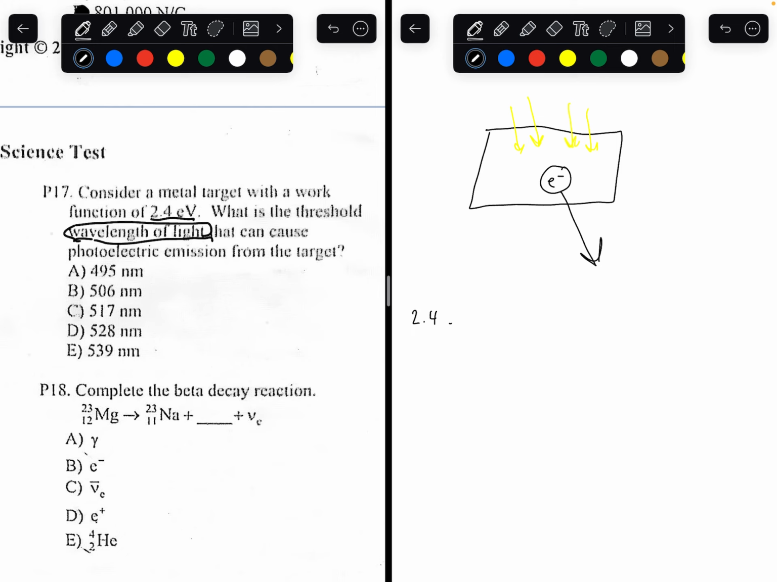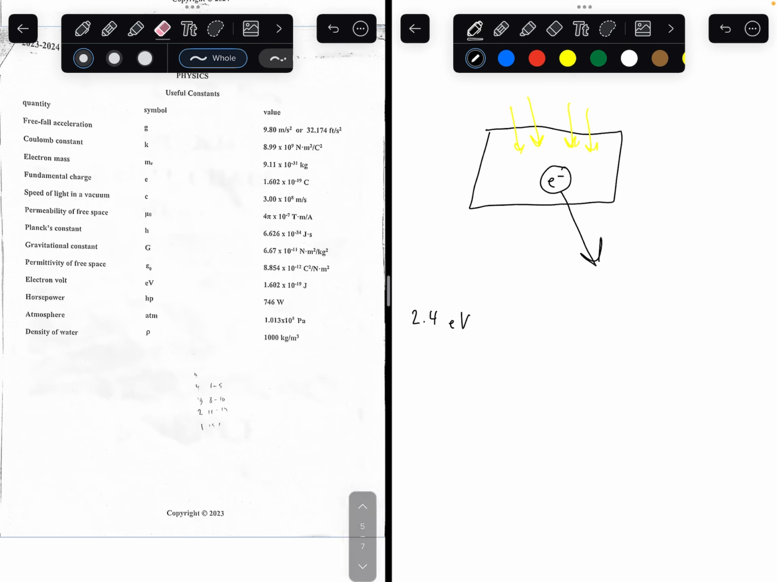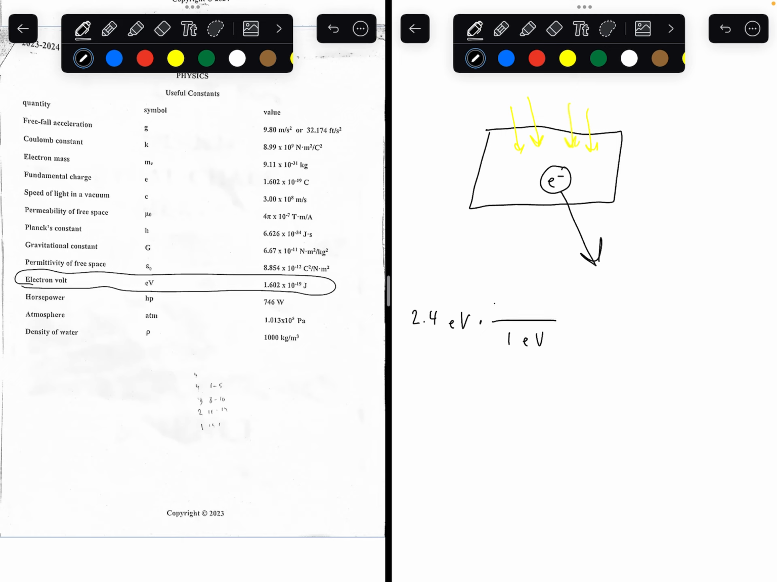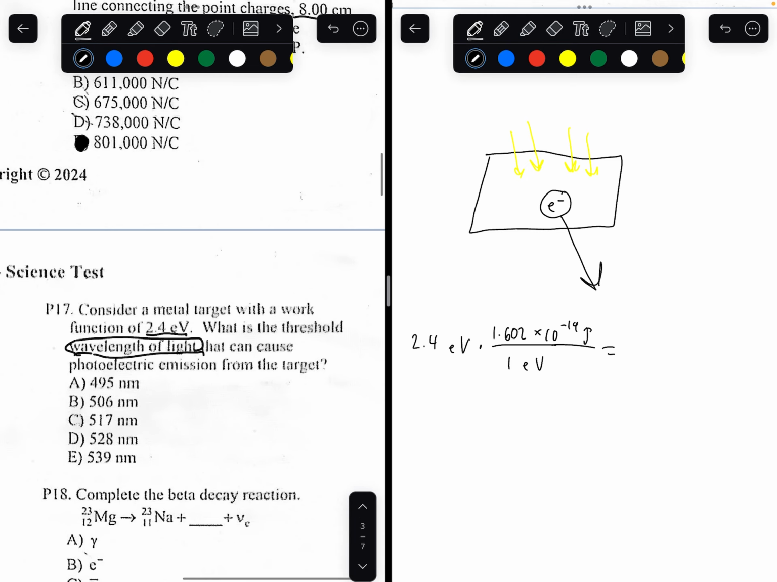So 2.4 electron volts, if we convert that into joules, given the sheet down here, we can circle this. 1 electron volt is 1.602 times 10 to the negative 19 joules. So converting this into joules, you're going to get 2.4 times 1.602 times 10 to the power of negative 19. You're going to get 3.845 times 10 to the negative 19 joules.